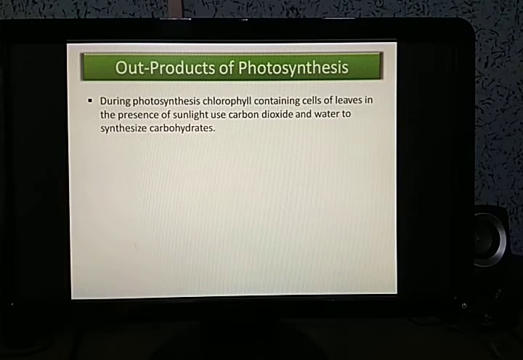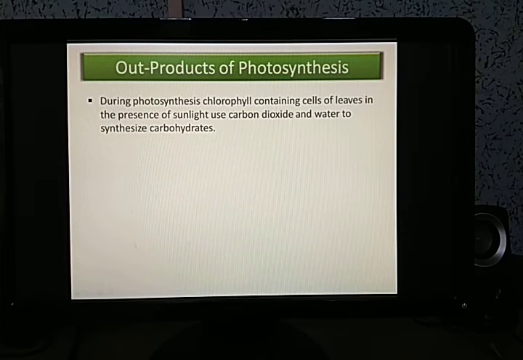Now we all know carbohydrate is a nutrient which is essential. In the earlier classes also we have discussed the different nutrients like carbohydrates, fats and all. So plants require carbohydrates. So this carbohydrate, how is it synthesized? In the presence of sunlight by using carbon dioxide and water, the leaves synthesize carbohydrates. So carbohydrate is an important nutrient.